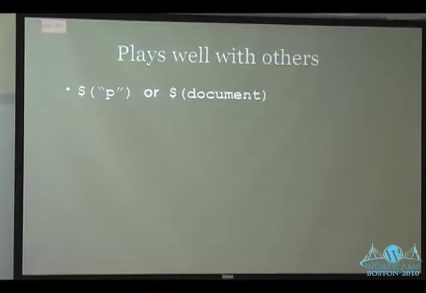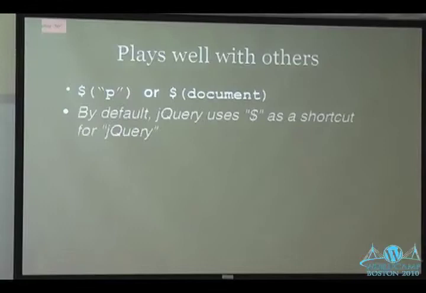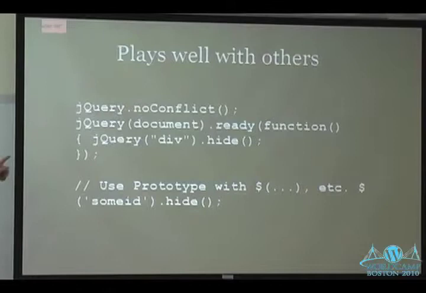By default, jQuery uses the dollar sign as the handle to get to it, but other libraries like Prototype do that as well. So you can use jQuery with Prototype because there's a jQuery namespace, which is this. Instead of the dollar sign, initially we say jQuery.noConflict, and that alerts jQuery that okay, we're not going to act upon the dollar sign if it appears. We're just going to ignore that. Prototype uses the dollar sign, so you could use both together. Make sense? So that's great. It plays well with others.